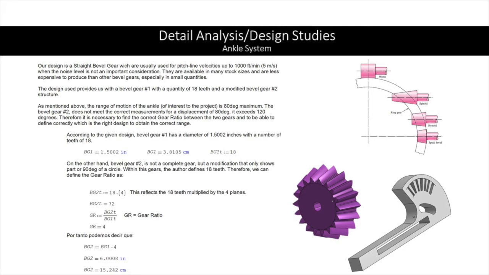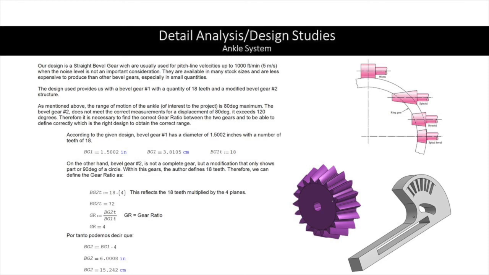Continuing to our ankle system in our detailed analysis or design study, our design is a straight bevel gear, which is usually used for pitch line velocity up to 100 feet per minute or 5 meters per second, with a noise level that is not important in the consideration. They are available in many stock sizes and are less expensive to produce than other bevel gears, especially in small quantities. The design used provides us with a bevel gear 1 with a quantity of 18 teeth and a modified bevel gear 2 structure.